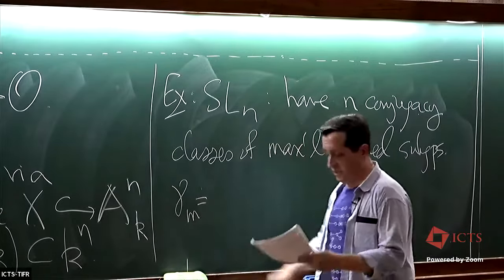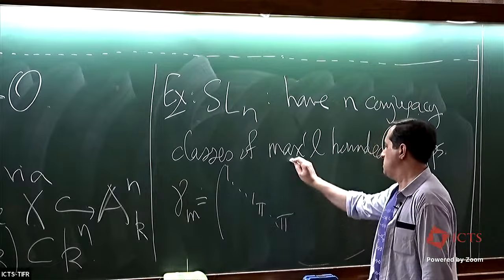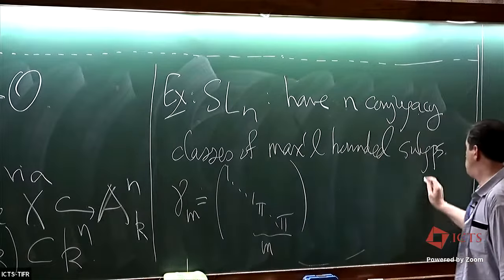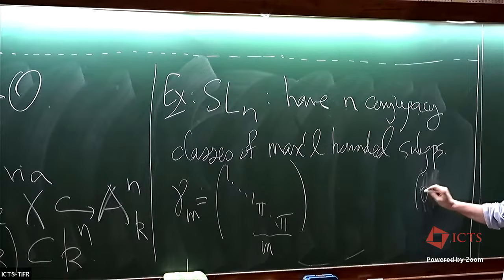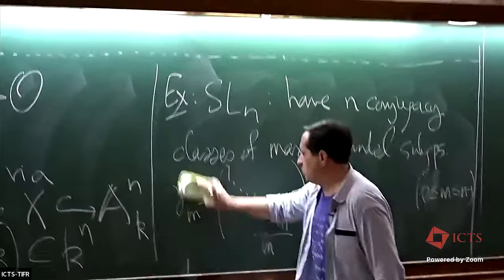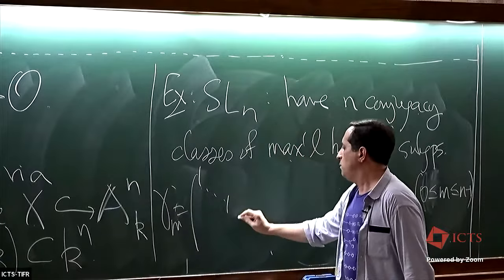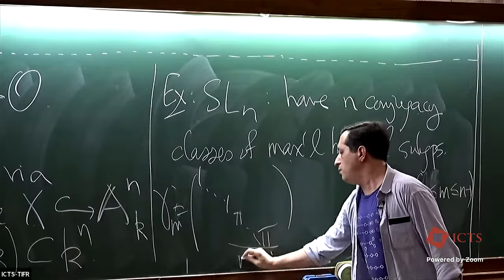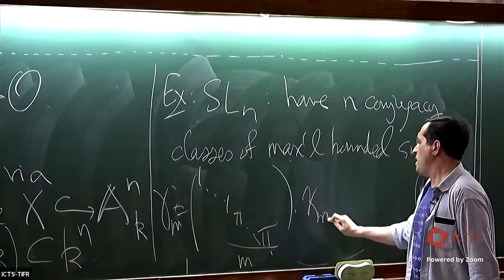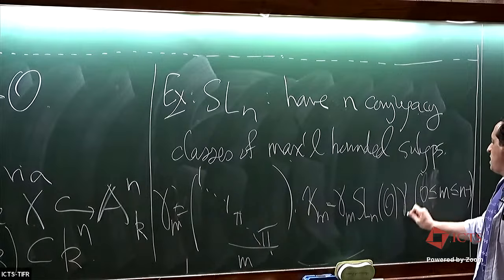Okay, and here they are. I'm going to consider the matrices, let me write this gamma_m: diagonal entries 1, 1, 1, pi, pi, pi. Here m is anything from 0 to n minus 1. So if I give you such a matrix which has m pi's down at the bottom and then 1's up the rest of the diagonal, that's gamma_m. And then we're going to call K_m the group gamma_m SL_N(O) gamma_m inverse.